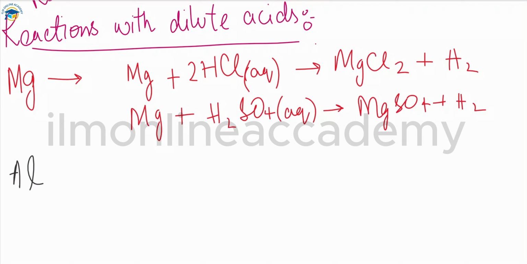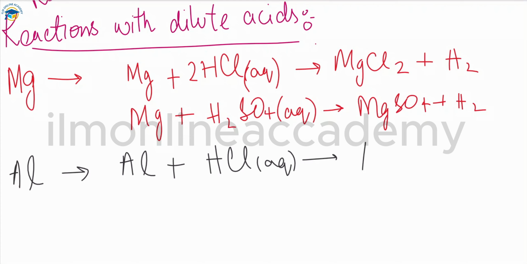When aluminum reacts with dilute hydrochloric acid, they form aluminum chloride, AlCl3, plus hydrogen gas. This equation is not balanced, so we will balance it: 2 aluminum, 6 HCl, 2 AlCl3, and 3 hydrogen gas molecules released in this reaction. Aluminum also reacts with dilute sulfuric acid in the same way, but a different product is produced: aluminum sulfate.